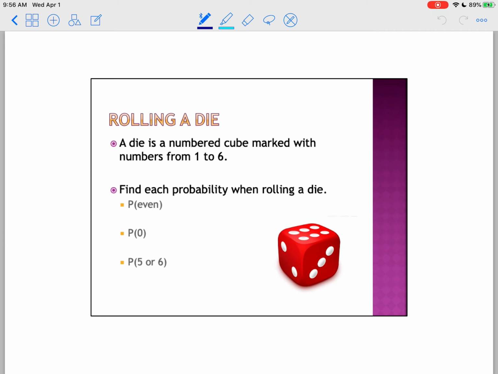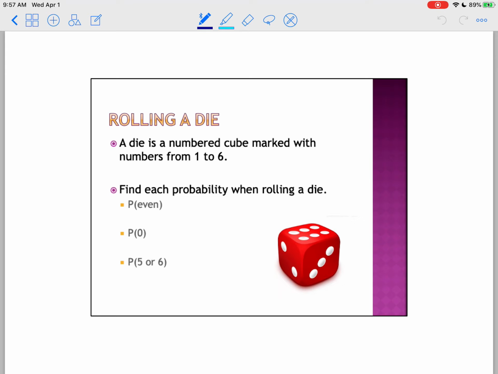Okay? So a die is a numbered cube marked from 1 to 6. Hopefully we all know what a die is. We're just going to find the probability of a couple different things thinking about rolling a die. We're just rolling it one time for each of these. And when we move on to the next problem, we're rolling the die again just one time. Just one die, one time.